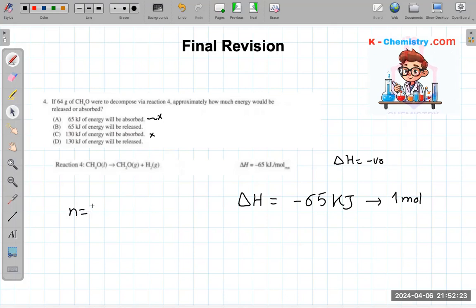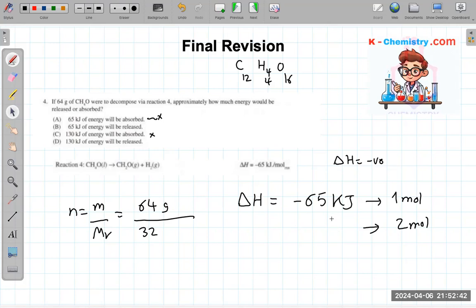I have number of moles equal to mass over molar mass. The mass is 64 grams. And what is the molar mass? That's carbon, which is 12, and hydrogen 4, so it is 4, and oxygen is 16. Is this 32? So 32, 64 over 32 is equal to 2 moles. So if I have 2 moles, what will be the amount of heat that's absorbed or released?